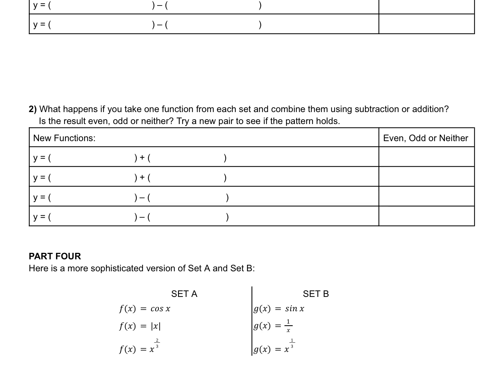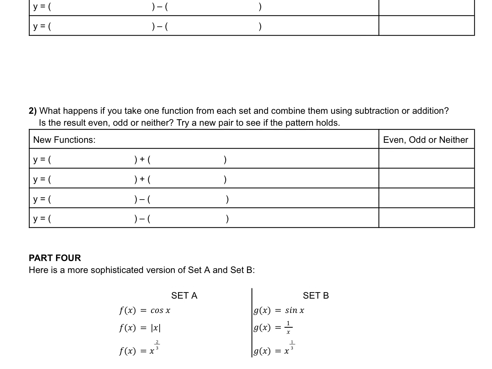But what about if you take one of each? If you take an even and an odd, what will you have in the end? So once again, please pause the video. Take a function from set A, take a function from set B, add them or subtract them using Desmos, and see what kind of function you end up with. And then come back to the video to check your work. And you should see that when you add or subtract an even with an odd, you will have neither symmetry in the end.